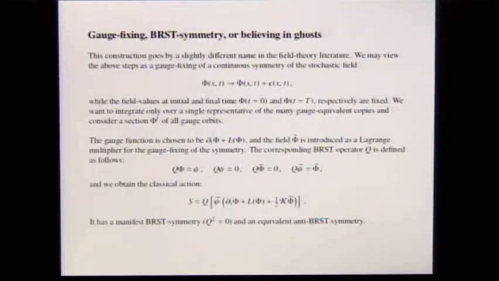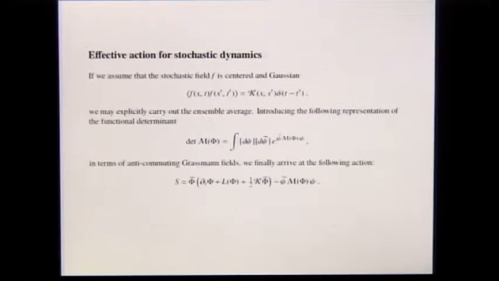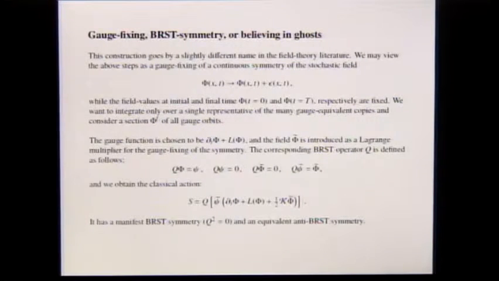Now, just as a small reminder, or just to give you a different perspective, how a field theorist sees this procedure here, this goes by the name of gauge fixing, or BRST symmetry in the field theory literature, and is essentially just the statement that we are looking at a stochastic field which has a shift symmetry, and given that we are only interested in boundary data, for instance at t equals 0 or t equals capital T, we want to make sure that we don't integrate in the functional integral over all possible gauge copies allowed by the shift symmetry, but instead we pick out a single representative of the many gauge equivalent copies, and this is just a single section of all gauge orbits.